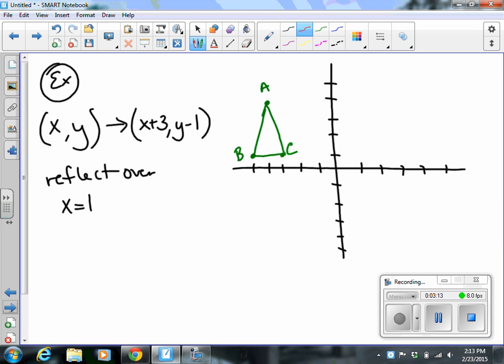Okay, so for this first one, I'm going to go ahead and slide it. I'm going to slide it to the right 3 and down 1. So this is my translation, but now I've got to reflect it over x equals 1.